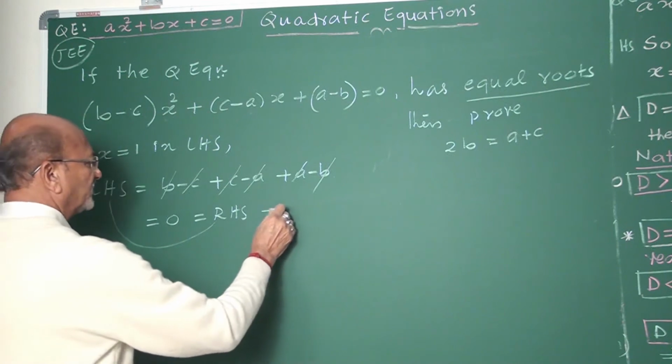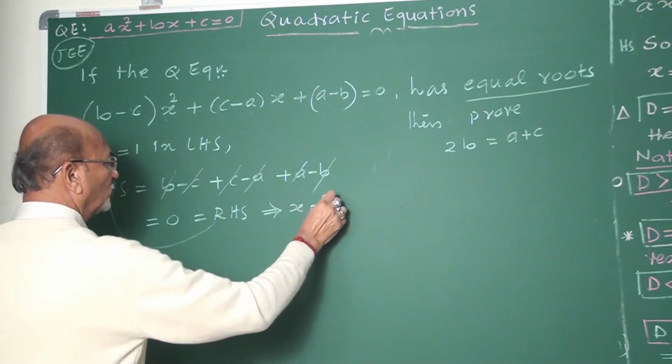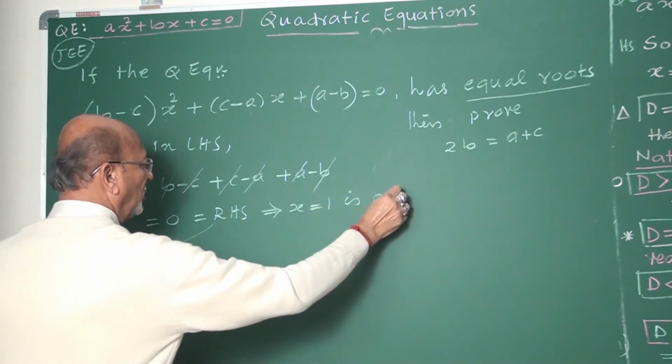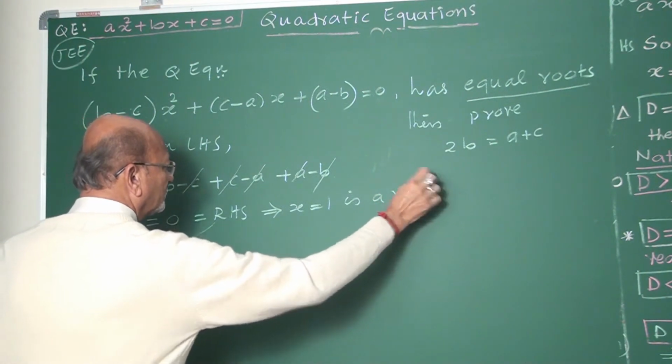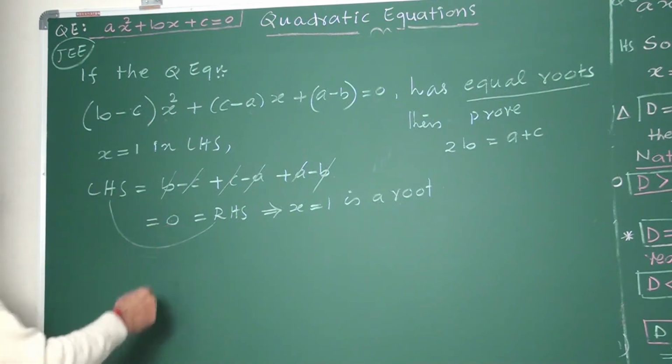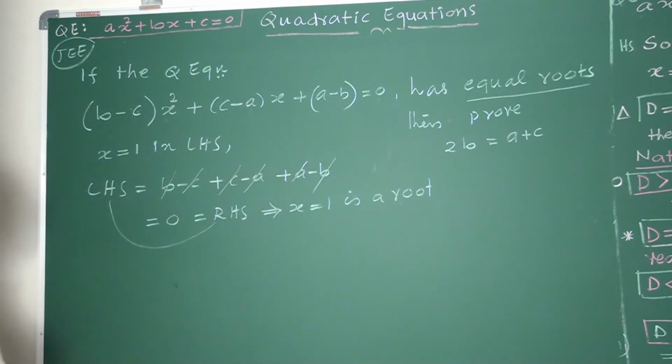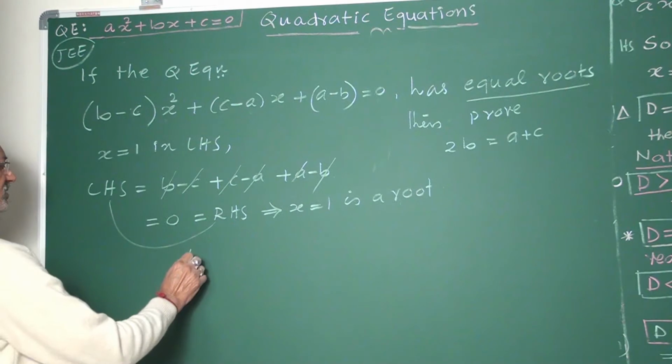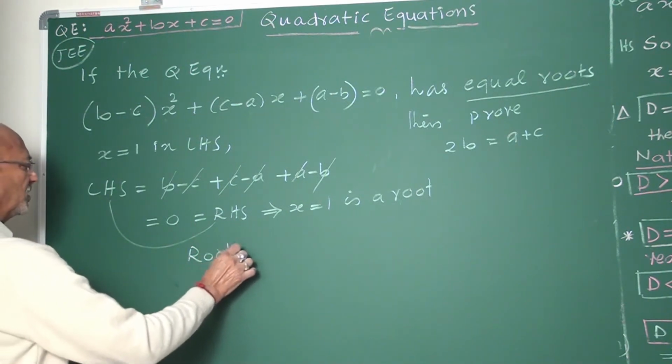LHS equal to RHS implies what? x equal to 1 is a root, the first root. Why? Because we get LHS equal to RHS. But what is given? Roots are equal.